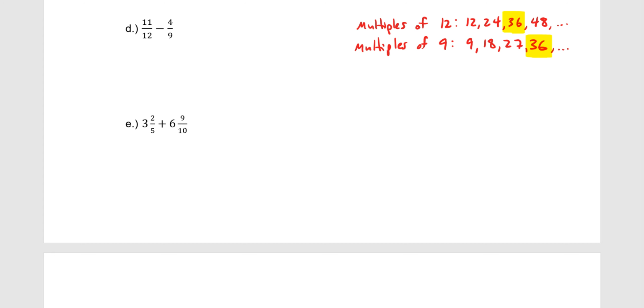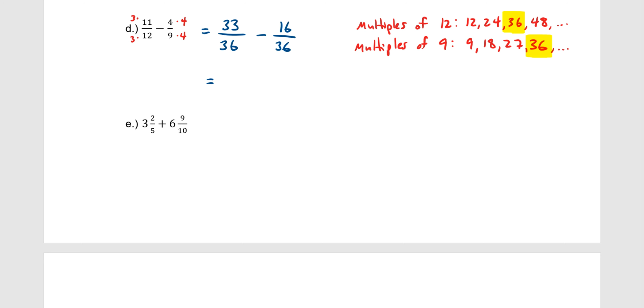So for the first one, we would have to multiply this one by 3 over 3. And then for the second one, we would have to multiply by 4 over 4. So we have to multiply by 4 for the second one here and 3 for the first one. So 3 times 11 is 33. 3 times 12 is 36, which is what we wanted that to be. Minus 4 times 4 is 16, divided by 9 times 4, 36.